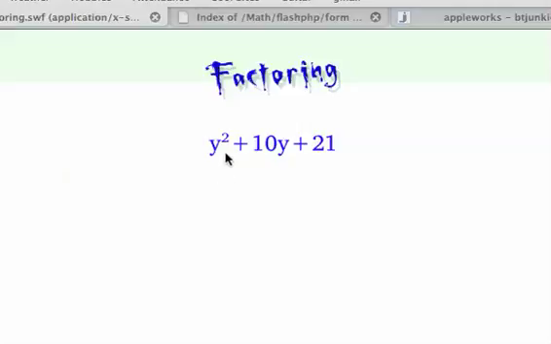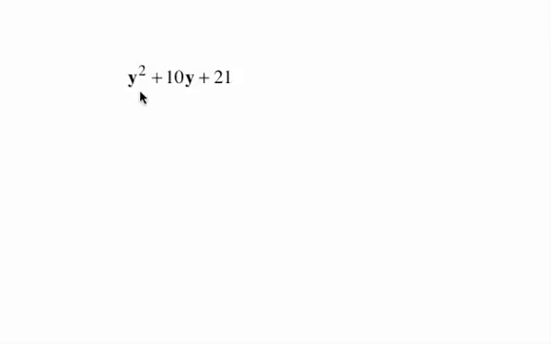Here is a level 1 type question. We have y squared plus 10y plus 21. We're being asked to factor this. So the first thing we want to do is look and see what kind of trinomial this is.